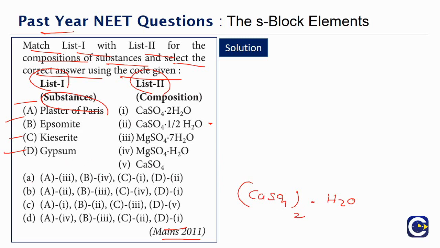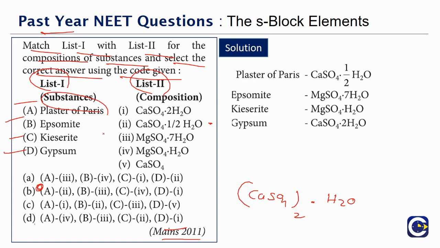Now in the given options, if you just look at it, option A, A is matched to 3. Option B, A is matched to 2. Option C, A is matched to 1. Option D, A is matched to 4. So only one option has A matched to 2. So by this itself, we are able to get the correct answer. But still we will go and look at the others.